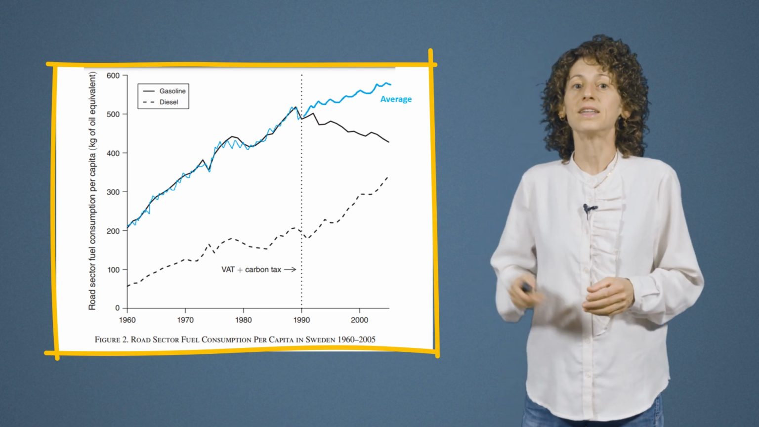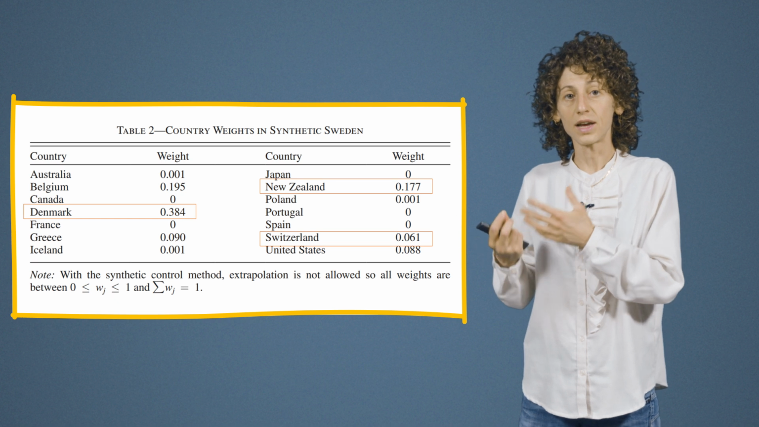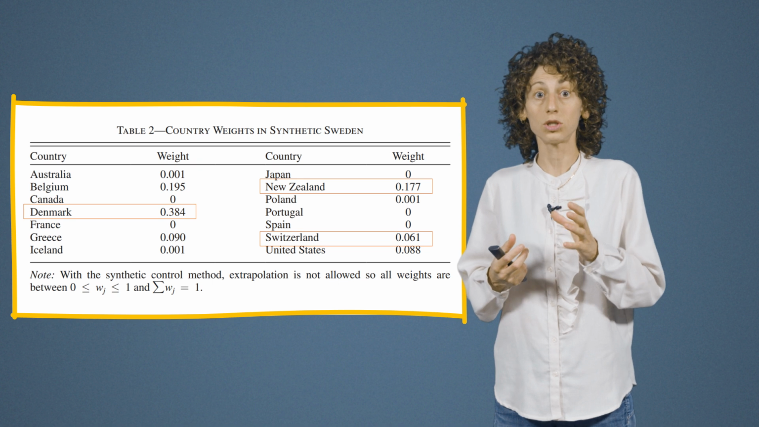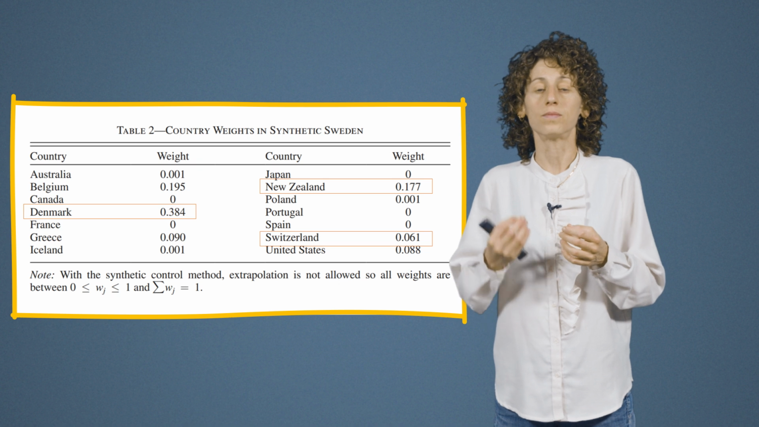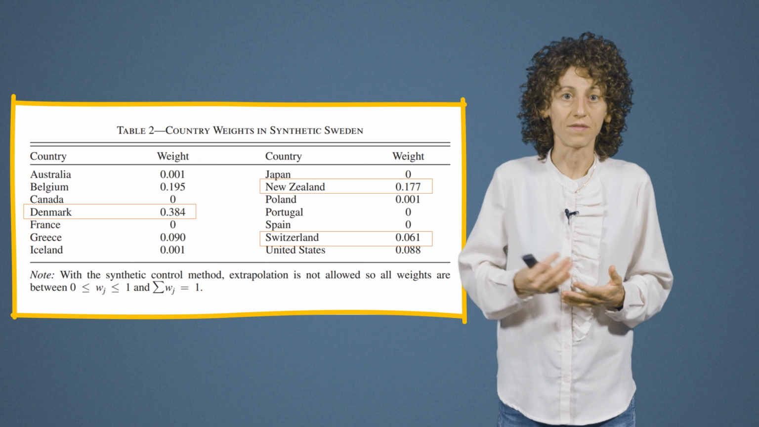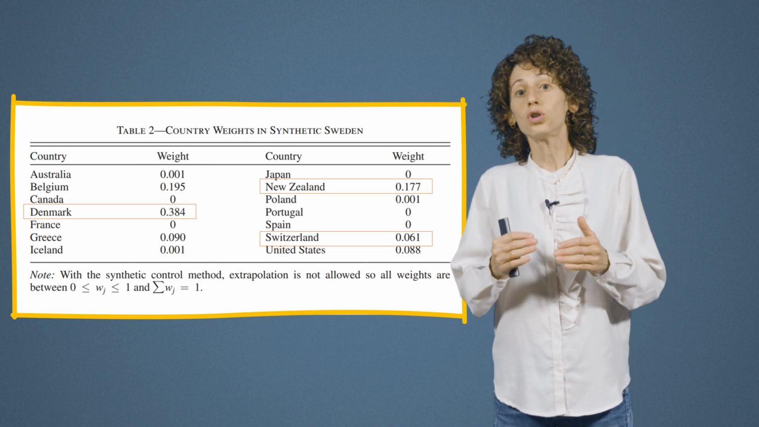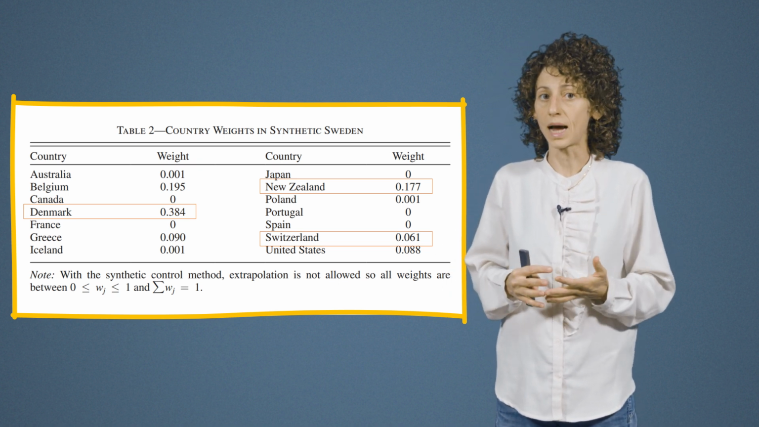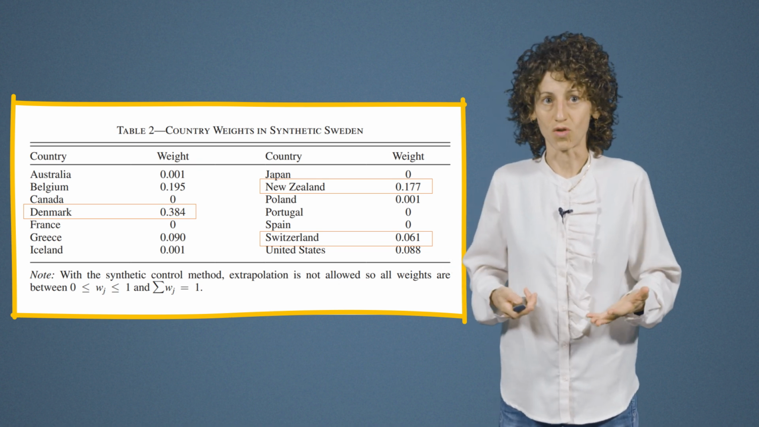Anderson, 2019, did exactly this in his paper. Here you see the countries that he chose and the weights, that is, how much each country contributes to the average. So you see, for example, Denmark contributes 38% to the average, New Zealand 17.7%, Switzerland 6.1%. Now, the authors chose weights based on key predictors such as GDP per capita, number of motor vehicles, gasoline consumption per capita, and so on.